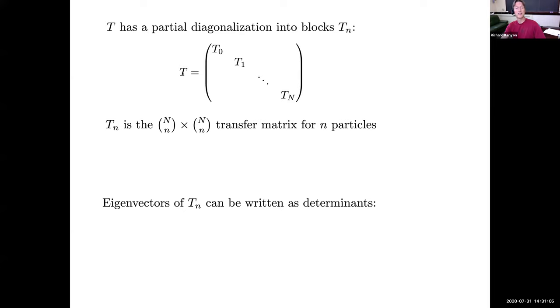I can partially diagonalize the big transfer matrix into blocks, where each block is just a transfer matrix for little n particles. So T sub little n is a transfer matrix for little n particles, and it's smaller, but not hugely smaller. It's a capital N choose little n by capital N choose little n matrix, so it's still quite an exponentially large matrix.